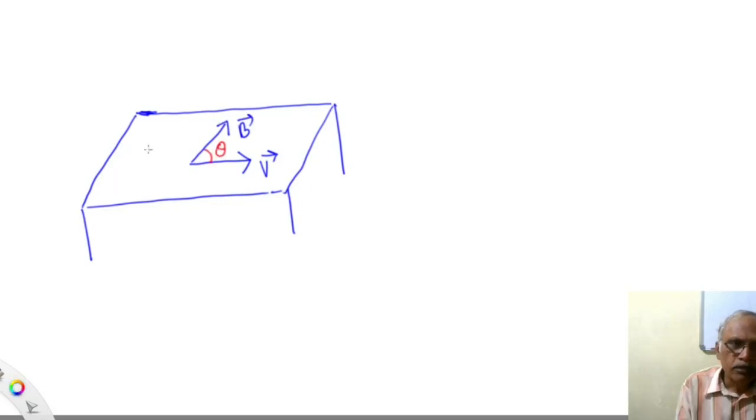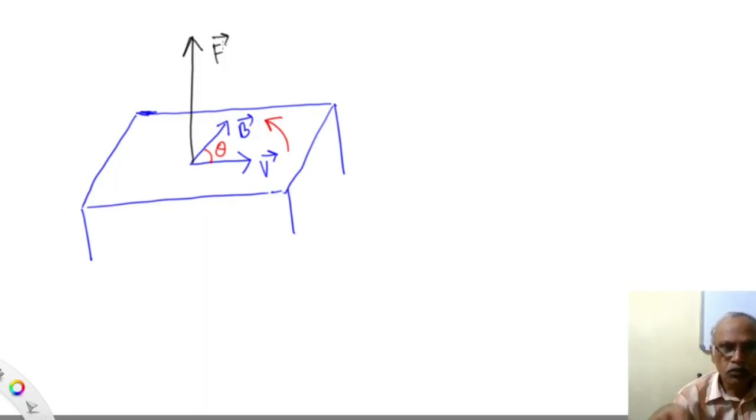Then if you rotate the screw from V to B, the screw will move in the upward direction. This is the direction of force. If you rotate the screw in the anti-clockwise direction, the screw will go upward. So the V bar cross B bar direction is upward, and the force acts perpendicular to the plane containing V and B.